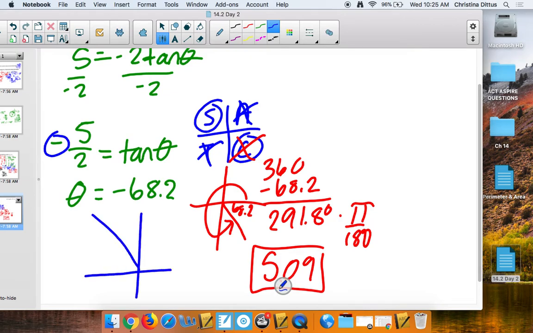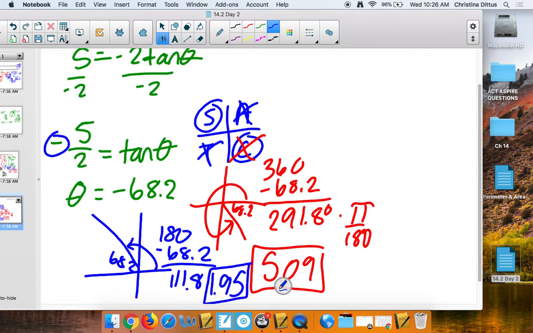What's this angle supposed to be? 68.2. I need this angle. How can I find it? Minus 180. 180 minus 68.2 gives me 111.8. Yeah? Yeah. And if I put that into radians, it is 1.95. So for these, you'll always have two answers because it's either positive twice or negative twice. Okay, so always have two angles.